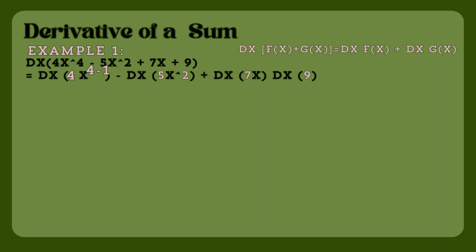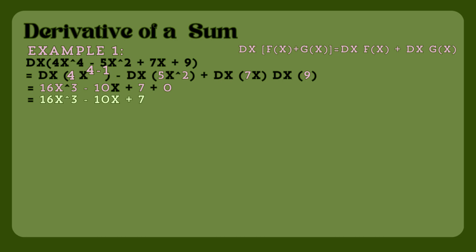4 times 4 is 16. 4 minus 1 is 3. So, the derivative of 4x raised to 4 is 16x raised to 3. 2 times negative 5 is negative 10. 2 minus 1 is x.